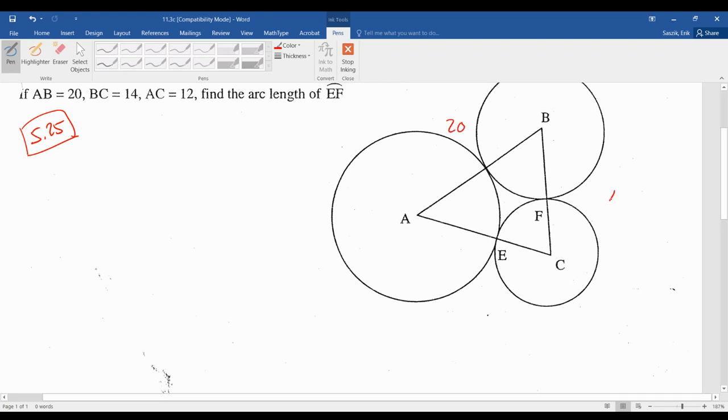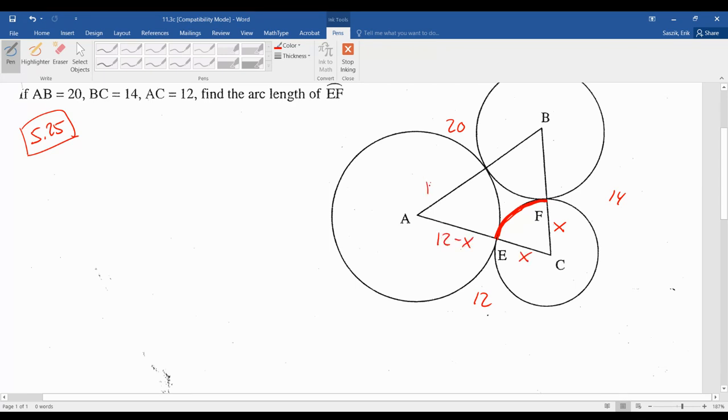20, 14, and 12. I'm asked to find the length of arc EF, this arc right here. So obviously to find the length of the arc, I need to know the radius. So I need this radius. I'm going to call this X. I think that would be smart. This would be X as well.